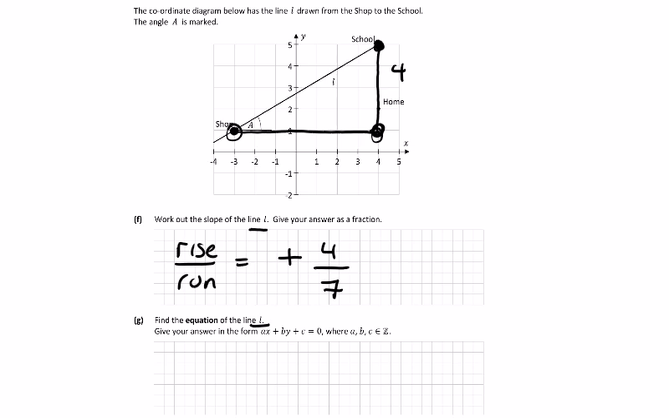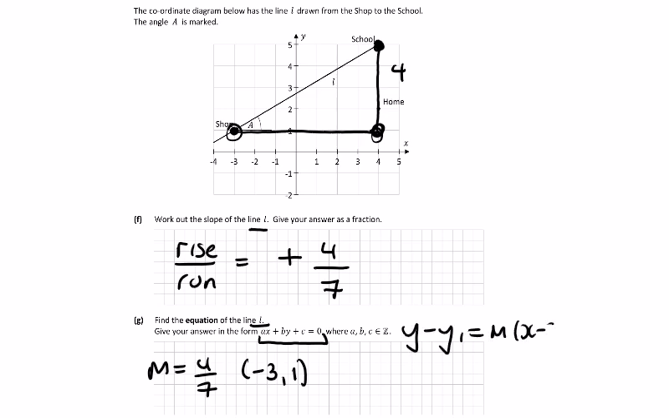And find the equation of the line. And we want everything on the same side of the equal sign. So we need a slope, 4/7, and we need a point. We can take the point -3, 1. So write your equation, y minus y1 equals m times x minus x1. So y minus 1 is equal to m, which is 4/7, times x minus -3.